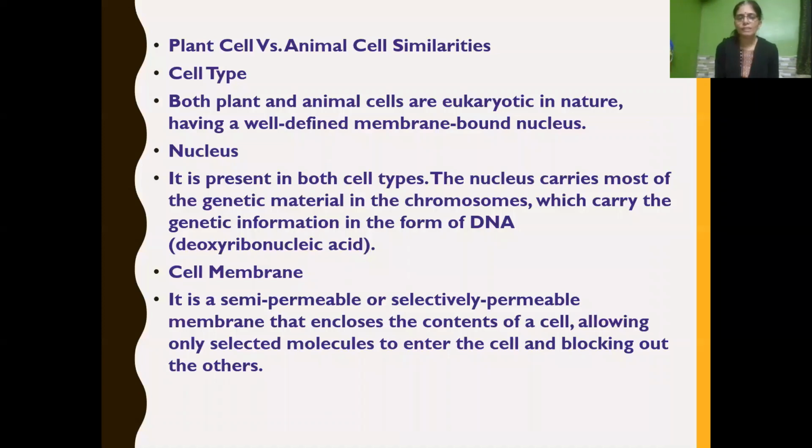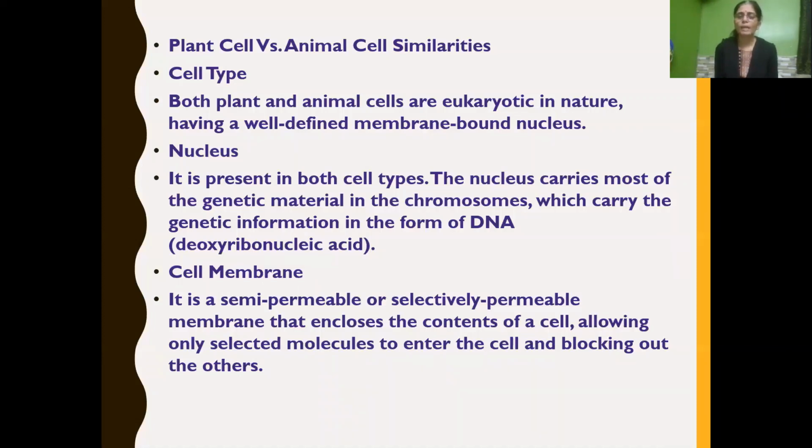If you see the cell type, both plant and animal cells are eukaryotic in nature. What do you mean by eukaryotic in nature? A eukaryote is a cell which has a nucleus with a well-defined nuclear membrane. So a well-defined membrane-bound nucleus is present in both plant cell and animal cell, so we can say eukaryotic in nature. Then the nucleus is present in both cells.